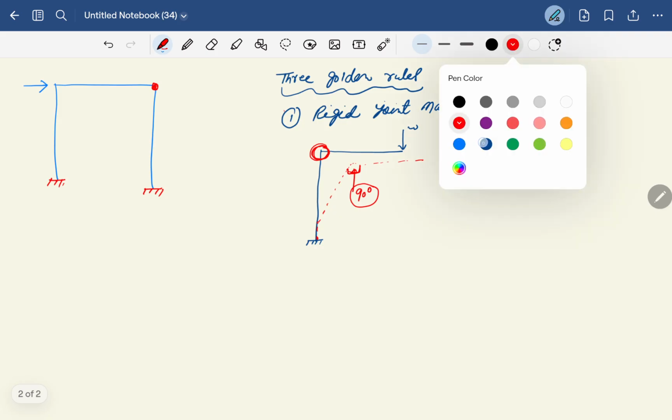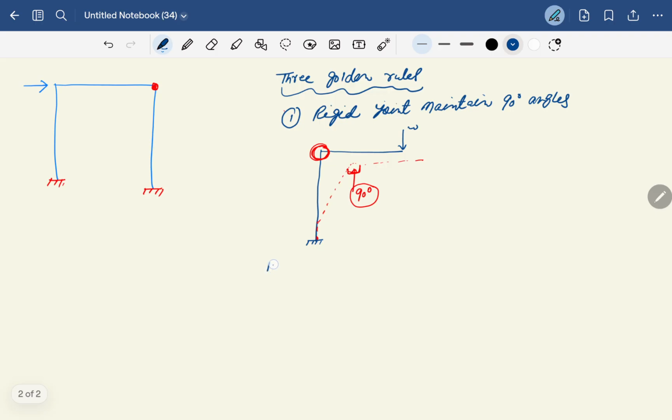Now we come to the second point. What does the second point say? The second point generally says that a fixed support has zero rotation. What is the meaning of this? Fixed support has zero rotation.